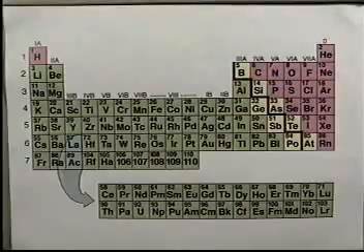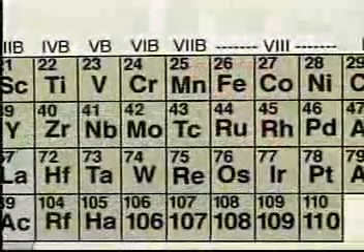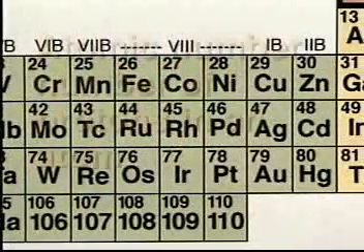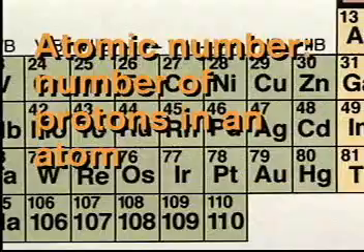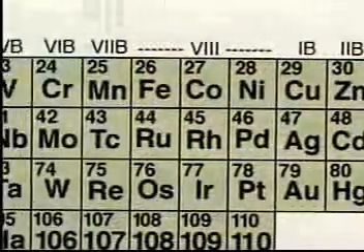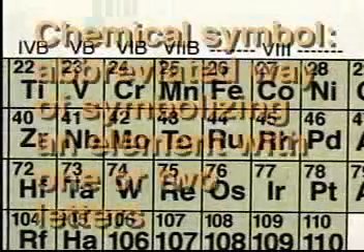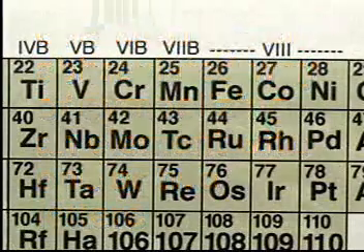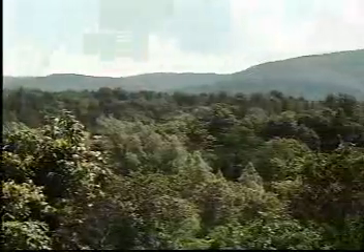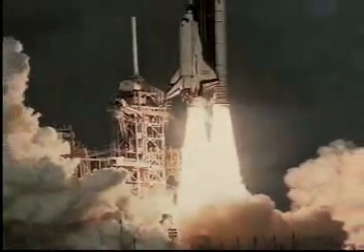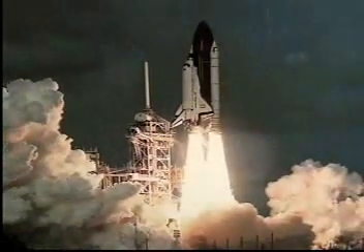The position of elements on the periodic table is dictated by the number of protons, or their atomic number. Notice how the top number, the atomic number, increases from left to right. The elements on the periodic table are represented by their chemical symbols. A chemical symbol is an abbreviated way of symbolizing an element with one or two letters. For example, the element oxygen, found in the air we breathe, is symbolized by the letter O on the periodic table. Oxygen, along with hydrogen, is a fuel commonly used in rockets.